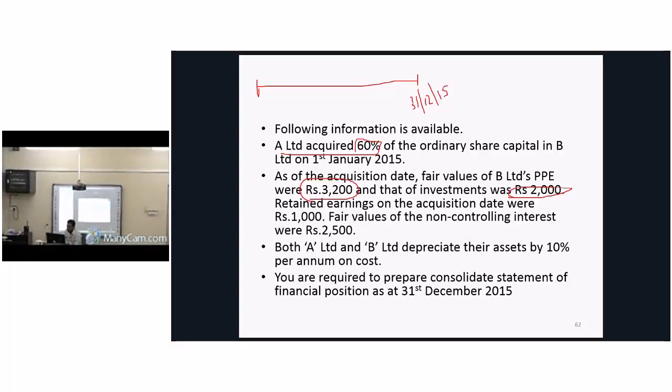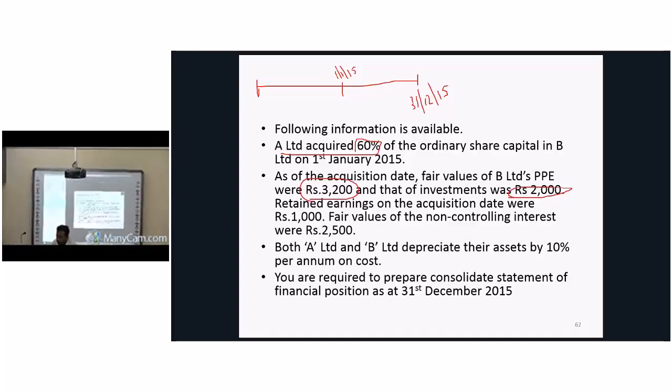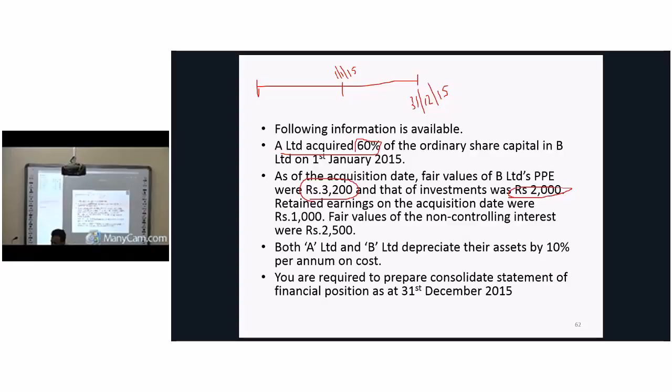Year end is 31st December 15. Then year beginning somewhere here it should be 1/1/15. And this acquisition happened on the same date. On this date, this acquisition happened. 60% purchase.